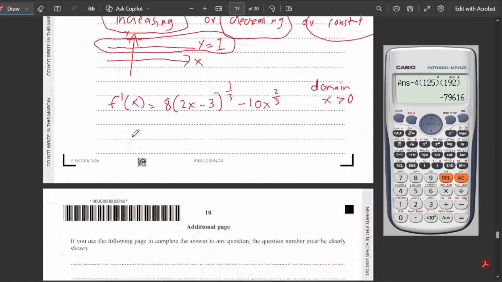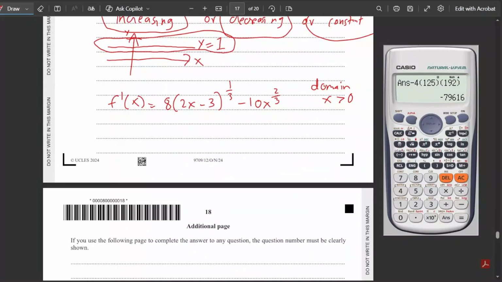Okay, so let's see what the slope is going to be for values of x greater than 0. So we have 8 times 2x. Now x could be anything greater than 0, so I'm just going to put in a random number, 10, minus 3, raised to the power 1 divided by 3, and then minus 10 times 10 raised to the power 2 divided by 3. So this is a negative answer. What does this negative mean? A negative derivative means the slope is negative. The slope is decreasing. Okay, so it puts us in this second category.